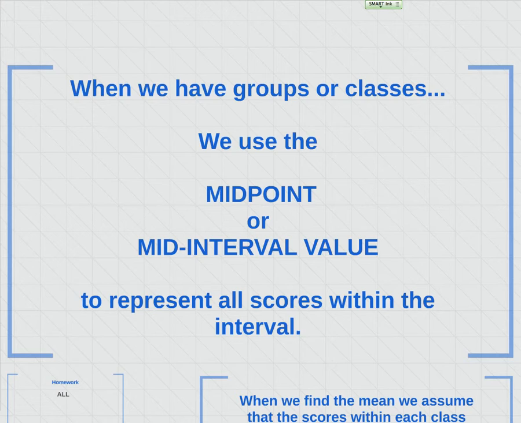So when we're using those intervals, we have to use the midpoint or the mid-interval value to represent all the scores within the interval. So like if I'm measuring height and I'm talking about heights from 60 to 64 inches, what value's in the middle between 60 and 64? So which one's right in the middle? 62. So that's what we mean by the mid-interval value. And we'll talk more about that when we take a look at a chart. But we have to just pick the number in the middle.